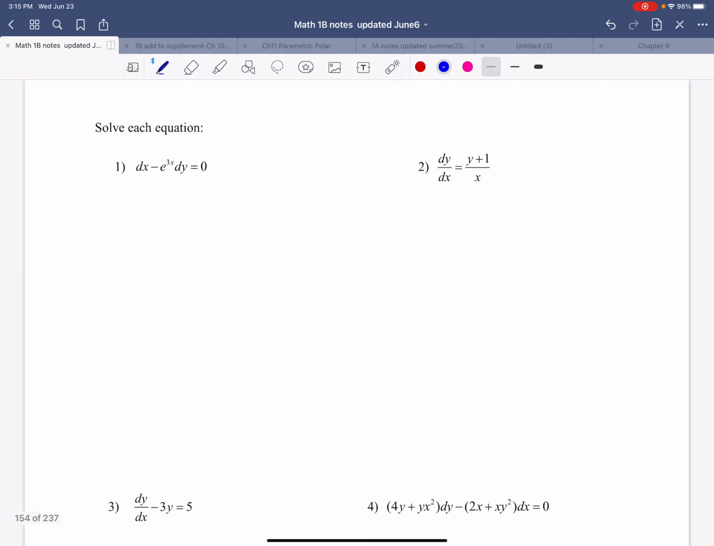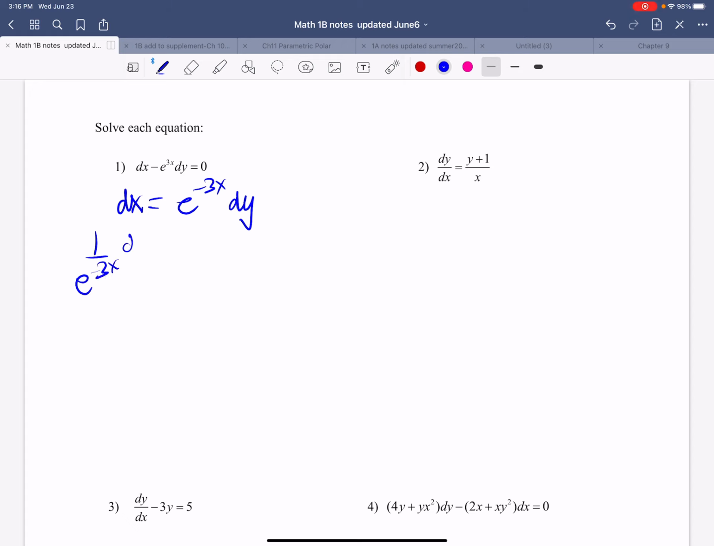Let's check out some examples of solving separable differential equations. In this video, we're only going to look at separable differential equations. dx minus e to the power 3x dy is equal to 0. So let's go ahead and put it in a nicer form here. Now, I'm going to go ahead and divide both sides by 1 over e to the power negative 3x.